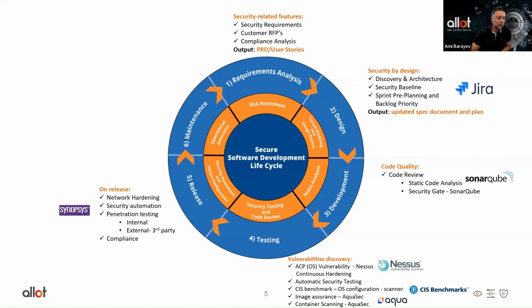So this is the internal work that we're doing within Allot. Once the product is released, there is also some network hardening or other things that can be done post-release. For example, customers run a penetration test on the system or check compliance. This is part of what customers usually do when they release the solution.